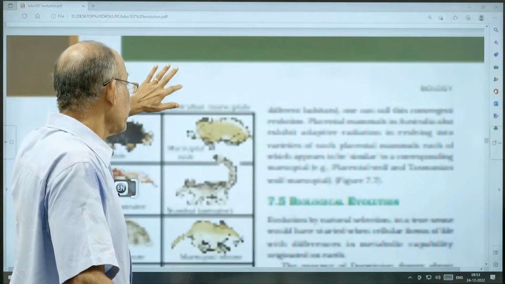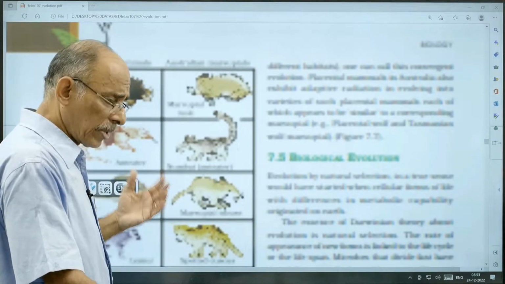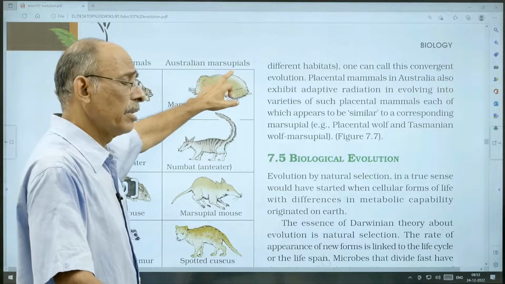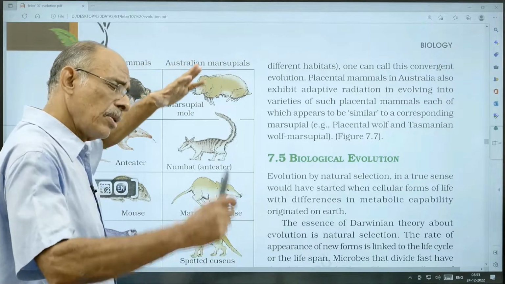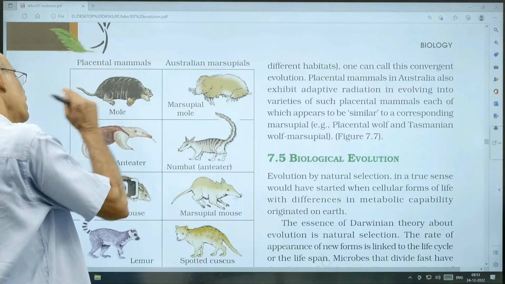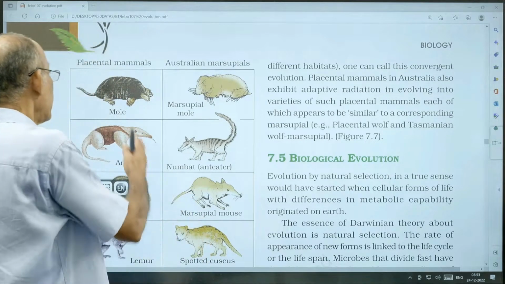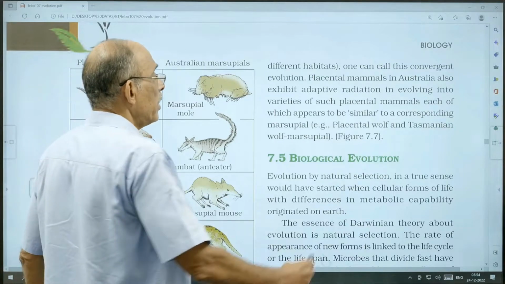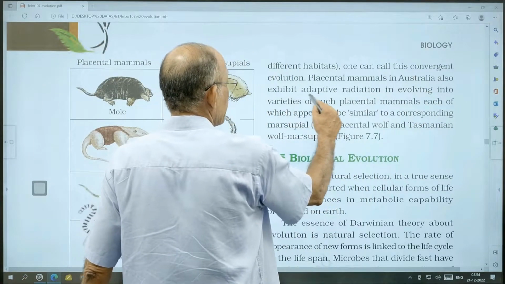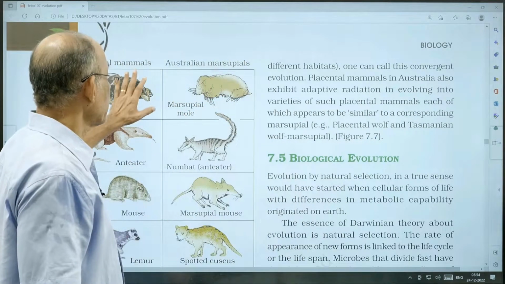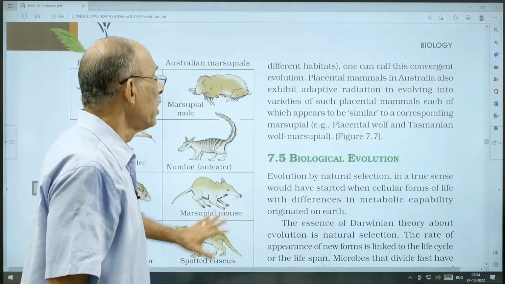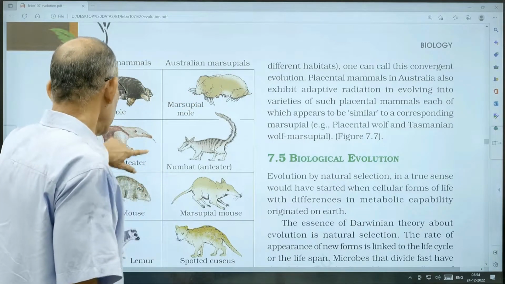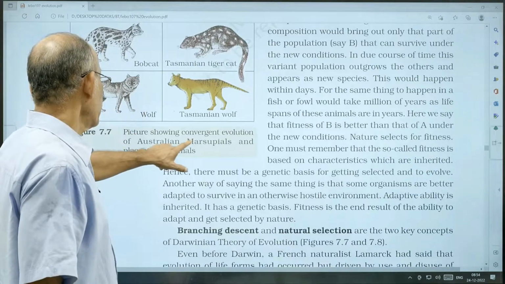Now, when two adaptive radiations take place in two different types of organisms or in two geographical locations, you see this is a placental mammal and this is an Australian marsupial. Both of them belong to mammals but look like different classes. But due to the same habitat or living conditions or food habit, they look almost similar. So that is known as convergent evolution. Placental mammals also exhibit adaptive radiation like Australian marsupials, and they look similar to the corresponding marsupials. This is known as convergent evolution.